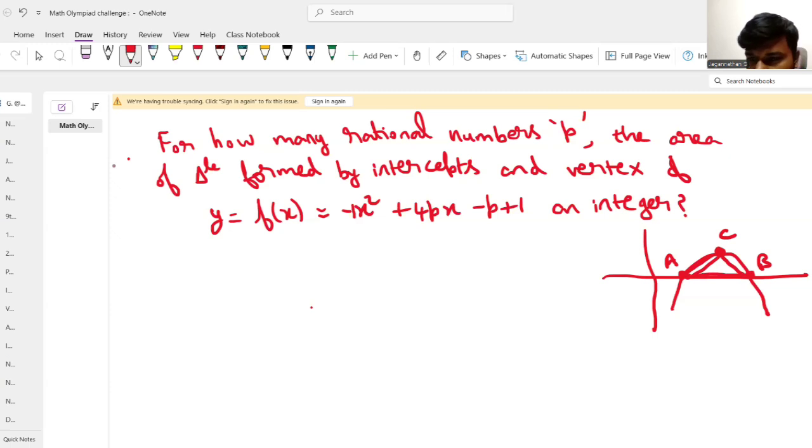If they talk about the area of this triangle, you understand A to B will become the base of the triangle, and from C we get the height. That means the y coordinate of this point will become the height.